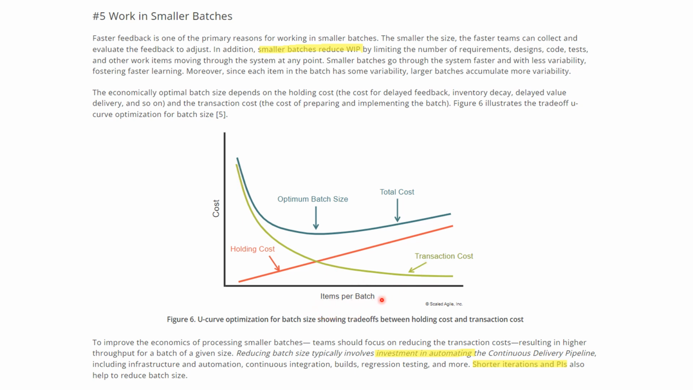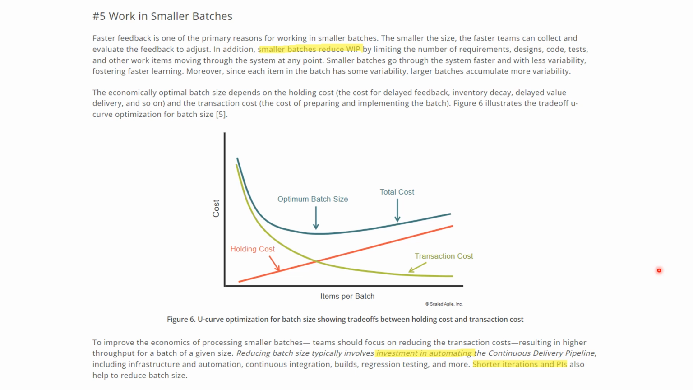According to the number of items in a particular batch, you might find an optimum batch size for your ART or for your portfolio. So you can use this U-curve optimization method for identifying optimal batch size. To improve the economics of processing smaller batches, teams should focus on reducing the transaction cost, resulting in high throughput for a batch of a given size.